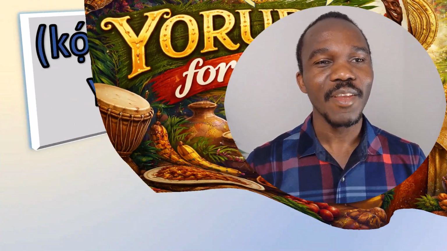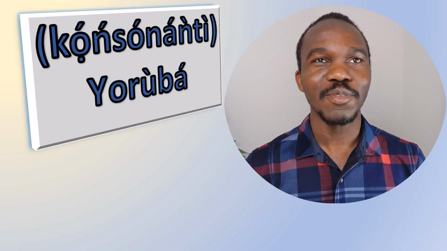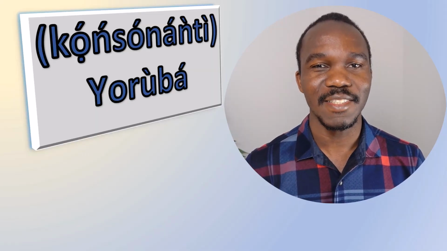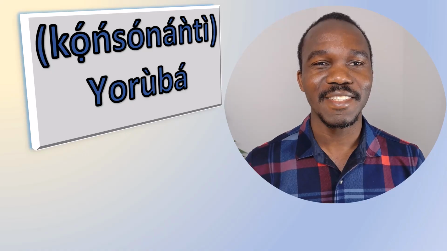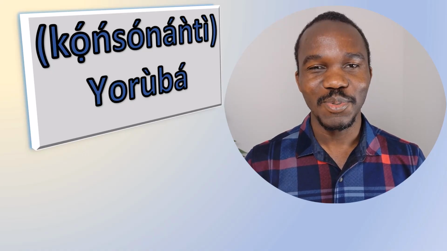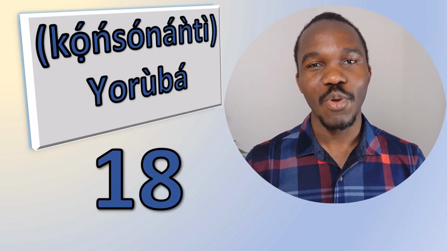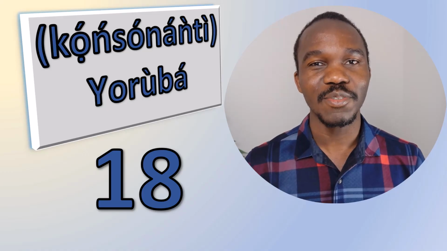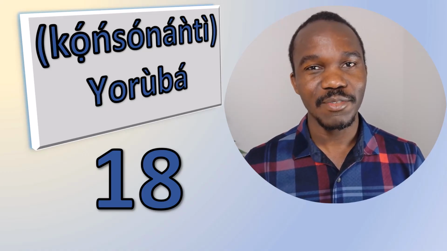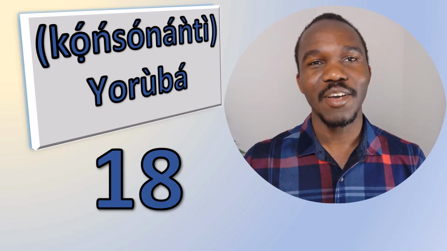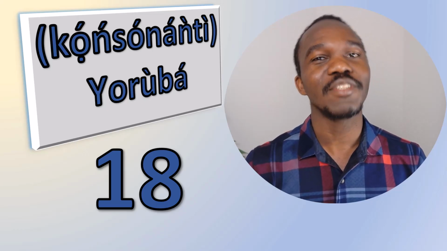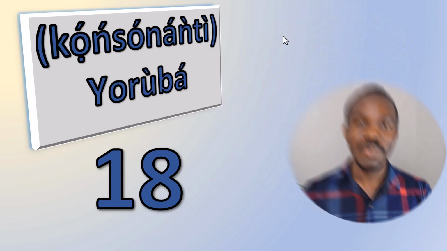Okay? All right. So we call Yoruba consonant consonanti. Consonanti Yoruba. And how many do we have? We have 18 consonants. So, we have 7 vowels, 18 consonants. All Yoruba letters become what? 25. So let's look at them.